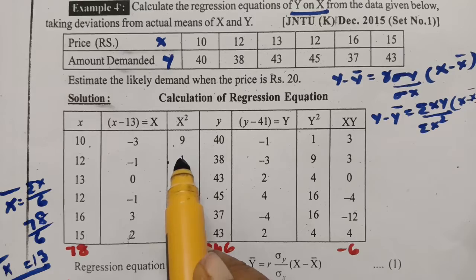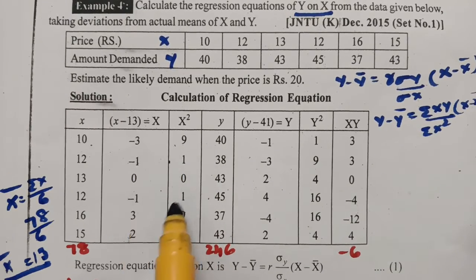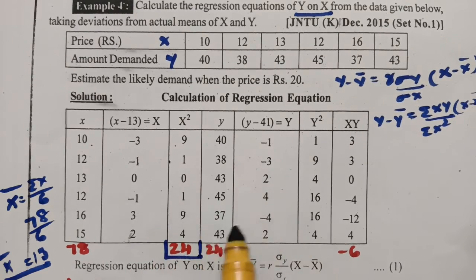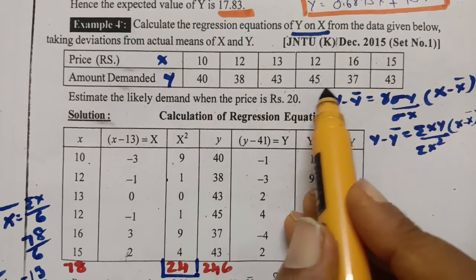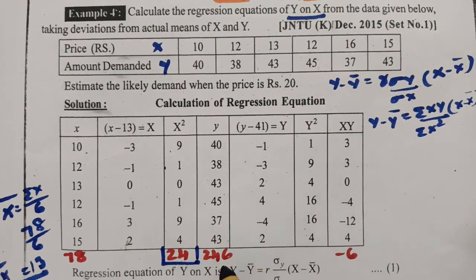So we have to make squares out of this in the third column: minus 3 square, minus 1 square, 0 square, minus 1 square, 3 square and 2 square. And this is the total, sigma x square. And now the y series, that is 40, 38, 43, 45, 37 and 43. These are all the y series. And now we have to make a total.